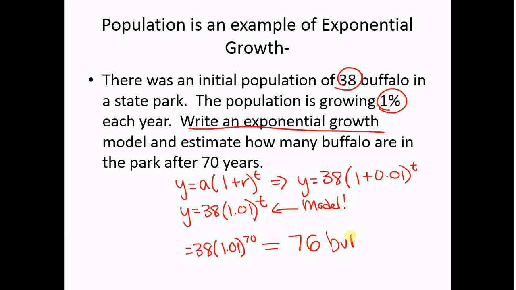That is equal to 76 buffalo. Notice how I didn't round, because I get something like 0.5. You can't have 0.5 of a buffalo, so I just truncated the decimal, just cut it off. That way you just know you have 76 buffalo at least.